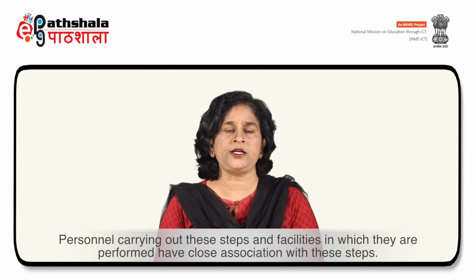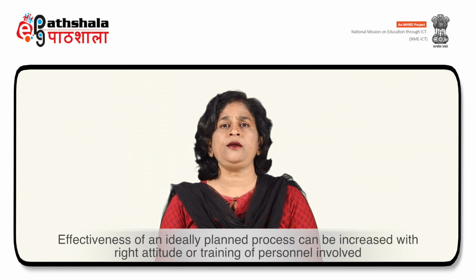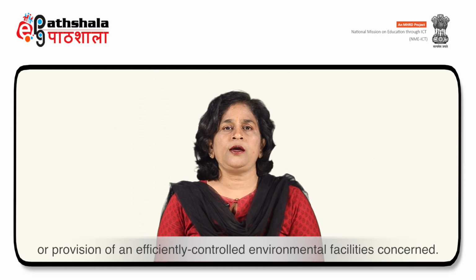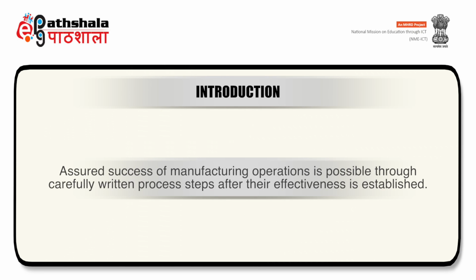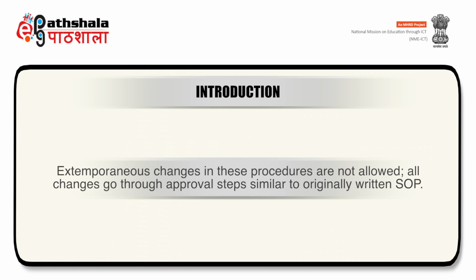Personnel carrying out these steps and facilities in which they are performed have close association with these steps. Effectiveness of an ideally planned process can be increased with right attitude or training of personnel involved or provision of efficiently controlled environmental facilities concerned. Assured success of manufacturing operations is possible through carefully written process steps after their effectiveness is established. These written process steps are generally called standard operating procedures or SOPs. Extemporaneous changes in these procedures are not allowed. All changes go through approval steps similar to originally written SOPs.